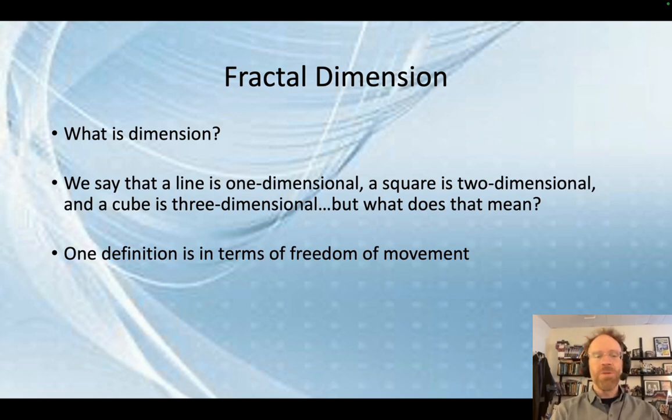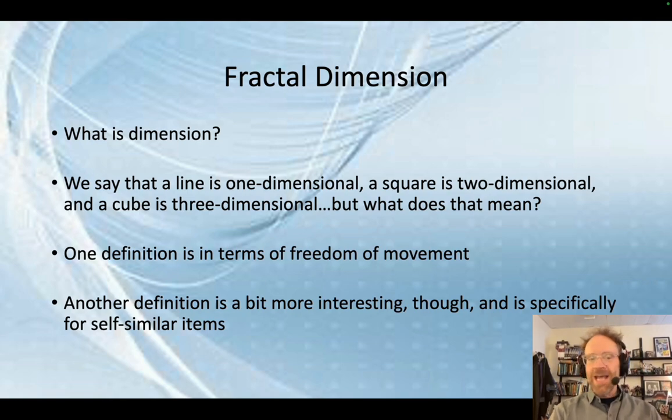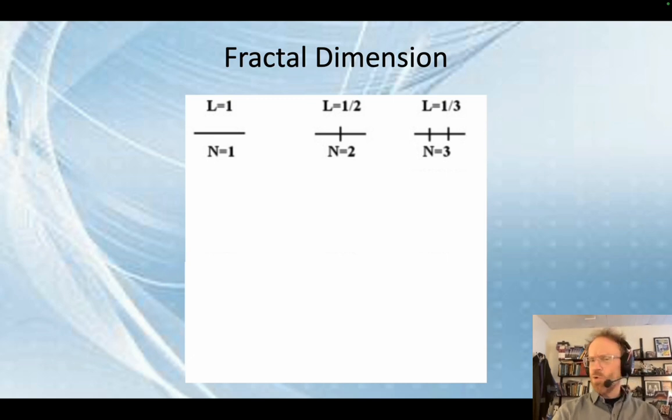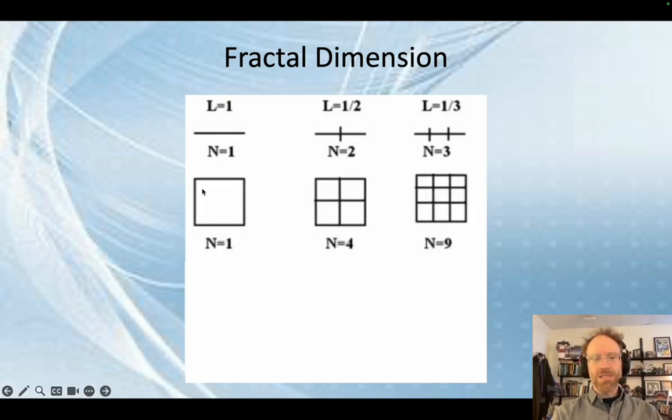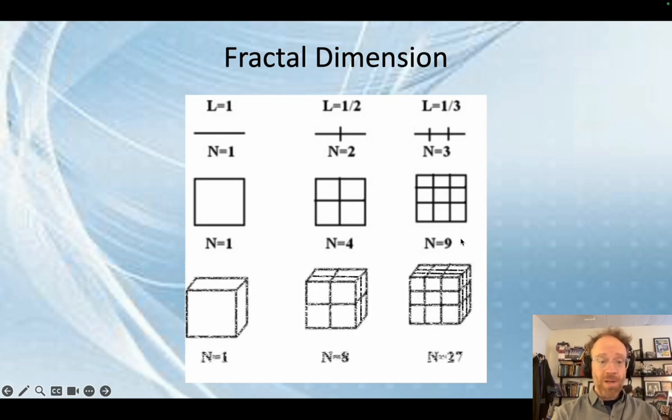But there's another definition that's a little more interesting, and is specifically for self-similar items. So let's see what happens when we do this with a square. All right, so I've got my square here. The L equals 1, that's the side length is 1, right? Here I've divided the side length by 2, but now I have 4 copies of my original, 4 little tiny copies of the square, right? They're self-similar. You blow that square up, you get the whole thing. When I divide the side length by 3, I get 9 copies. If I do this for a cube, I have 1 copy when I leave the length alone. When I divide it in 2, all of a sudden I have 8 of these little cubes.